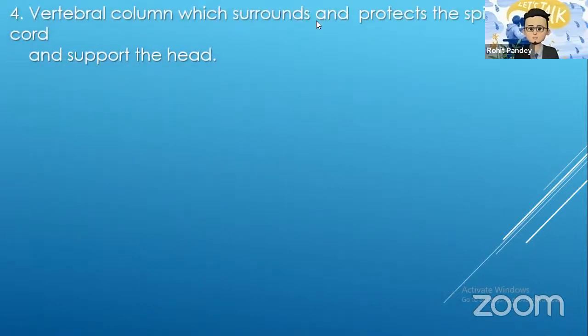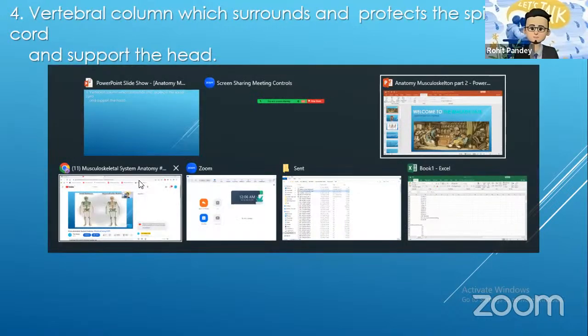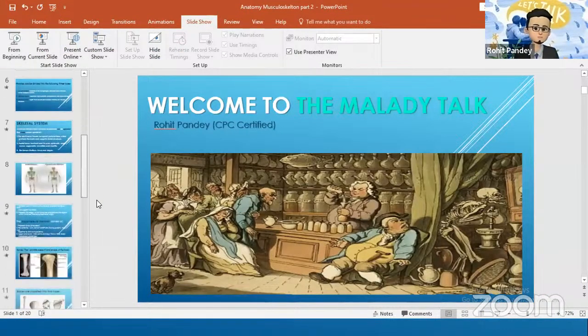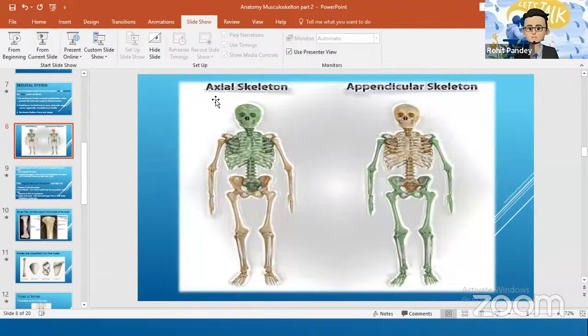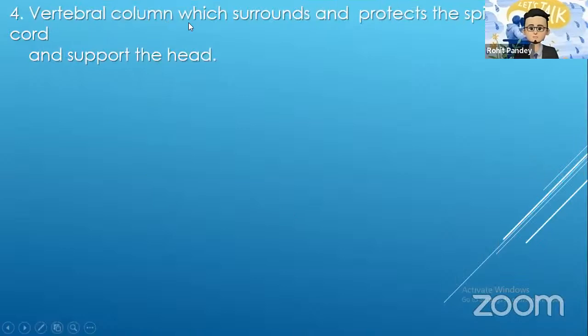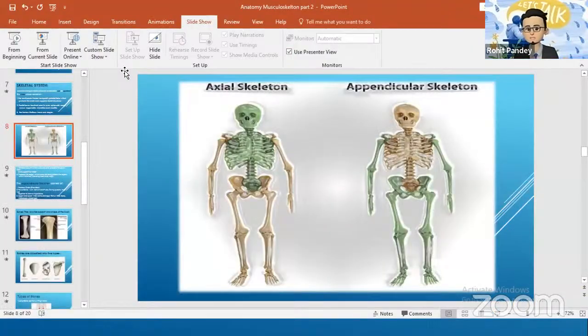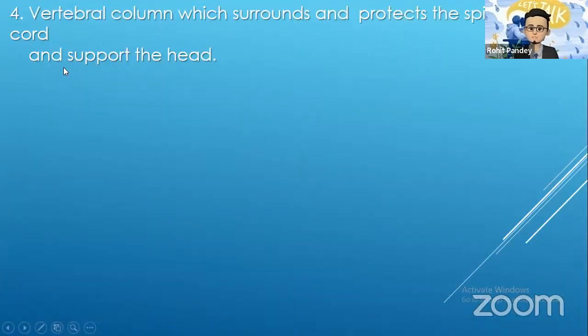Vertebral column, which surrounds and protects the spinal cord, also comes under axial skeleton. Here I already mentioned the axial skeleton, that spinal part. The vertebral column surrounds and protects the spinal cord. Here you can see in the spine, where the spinal cord comes, it is just covered and surrounded by this, and protects the spinal cord and supports the head.